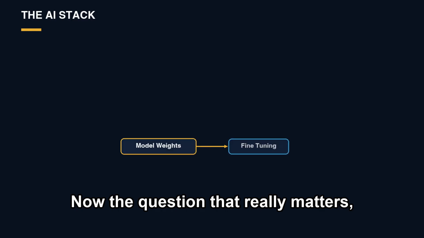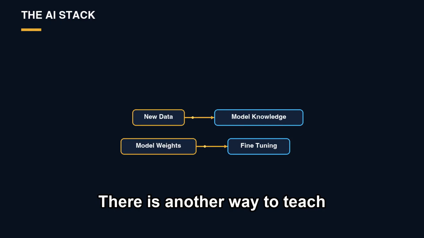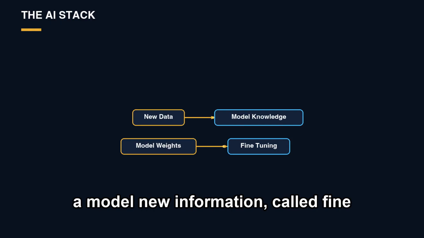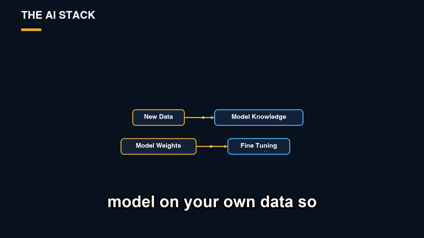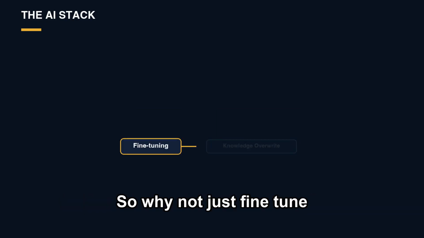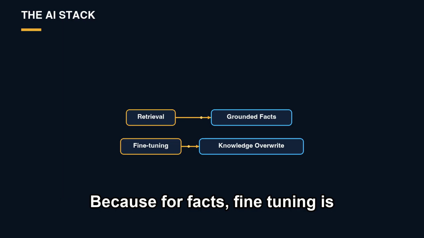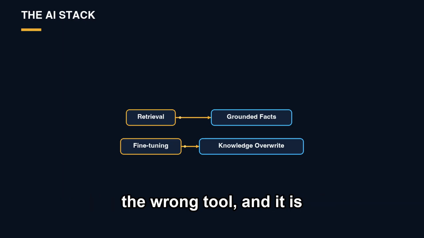Now the question that really matters, and the one in this episode's title. There is another way to teach a model new information called fine-tuning, where you continue training the model on your own data so it soaks into the model's weights. So why not just fine-tune the model on all your documents and skip the retrieval? Because for facts, fine-tuning is the wrong tool, and it is worth understanding exactly why.